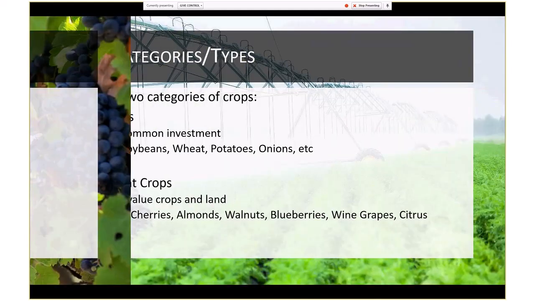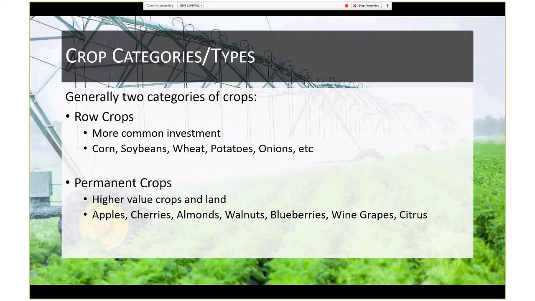So from an investment standpoint, let me give you some background. There's really two categories of crops that we're going to be discussing, and they both have different investment strategies and both require different levels of capital and different cash cycles. The first of these is going to be row crops. This is more common for investment, not in the crop itself, but in the agricultural land that supports the crops.